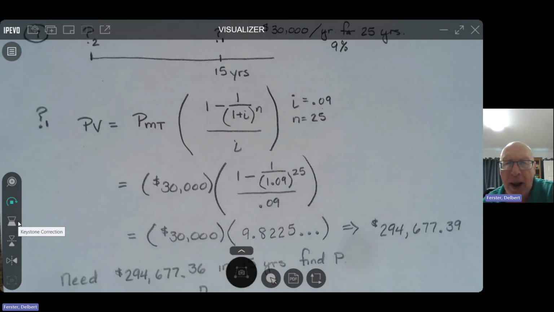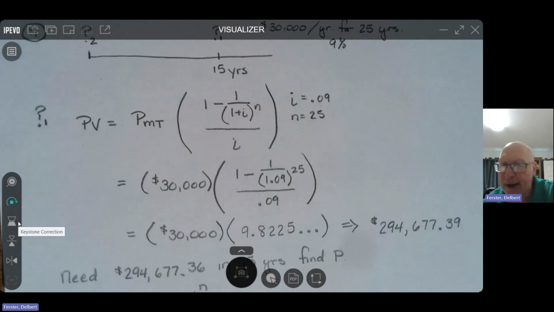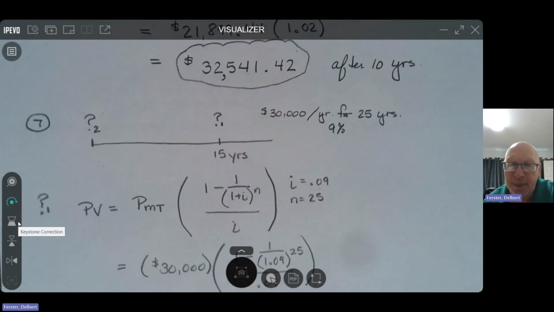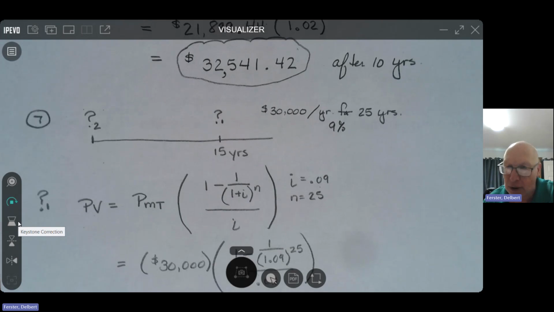Don't round it. And what you realize is for him to have that chunk of cash that will enable him to pull out $30,000 a year for a span of 25 years, his annuity would have to have a present value of $294,677.39. So that's the amount of money he's going to need when he sets up his retirement in 15 years.